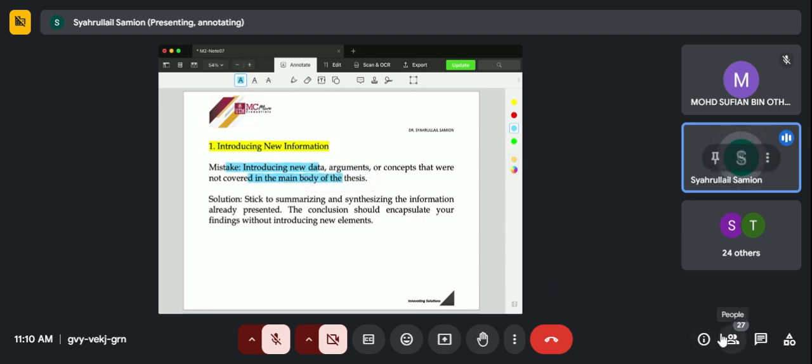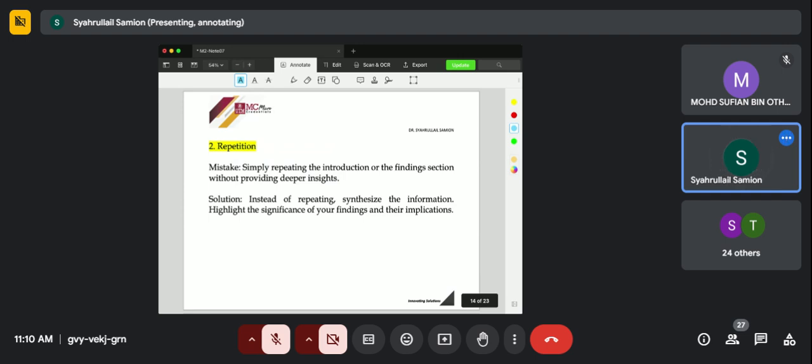The idea of the conclusion is that you need to wrap up and conclude all the findings that you got in results and discussion, not propose a new result. The numbers in your conclusion must have been explained once in results and discussion. You cannot come out with new ideas or new statements. The solution: stick to summarizing and synthesizing the information already presented. The conclusion should encapsulate your findings without introducing new elements.